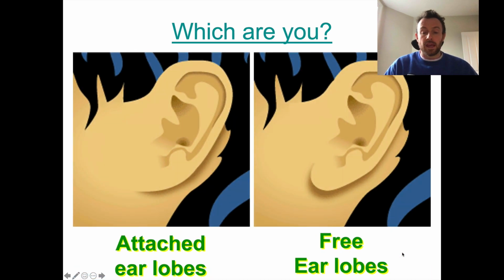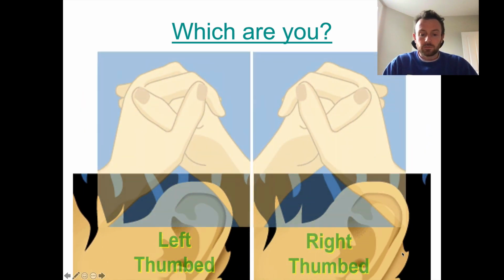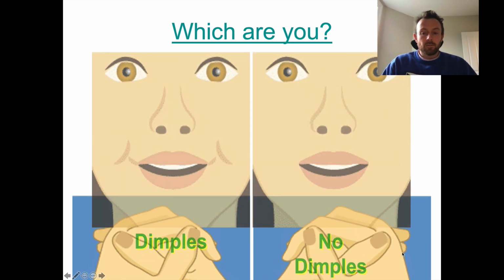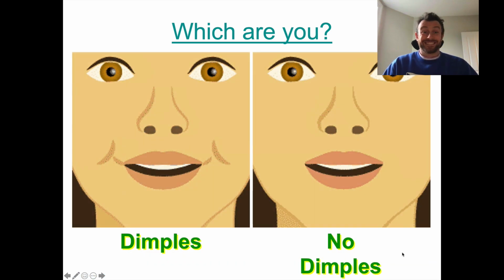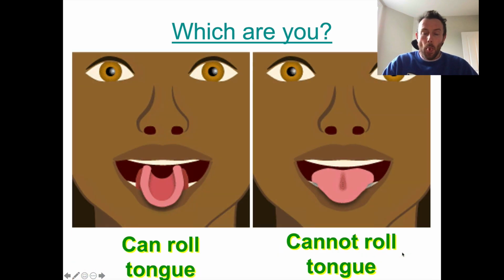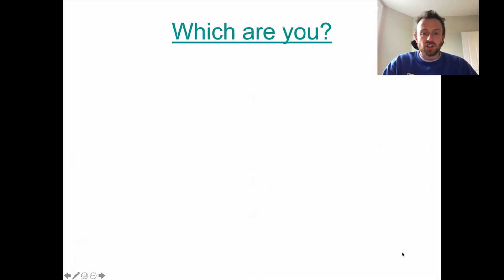Attached earlobes or free earlobes. So do they hang down or do they go straight in? I think I have free earlobes. Left thumbed or right thumbed, if you clasp your hands together like this, and then you look here, my right thumb is on top, so I'm right thumbed. And that is, interestingly, apparently genetically controlled. Dimples or no dimples? Smile? I don't have dimples. As much as I smile, I don't have them, so that's me. Can roll tongue, cannot roll tongue? I can roll my tongue. Again, a genetically controlled trait. So all those things are genetically controlled.